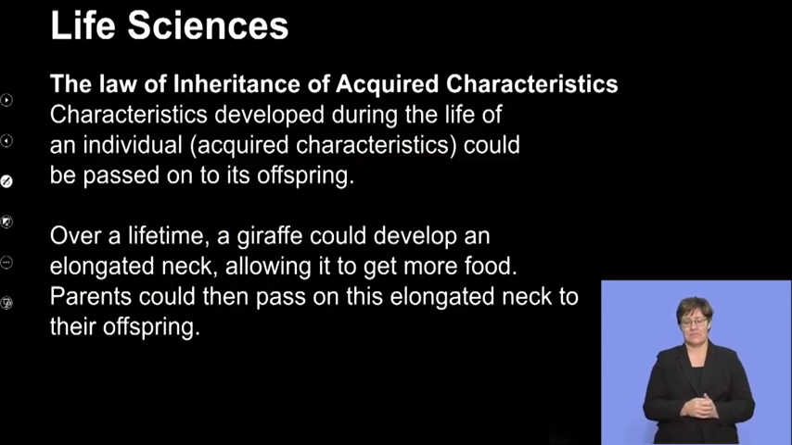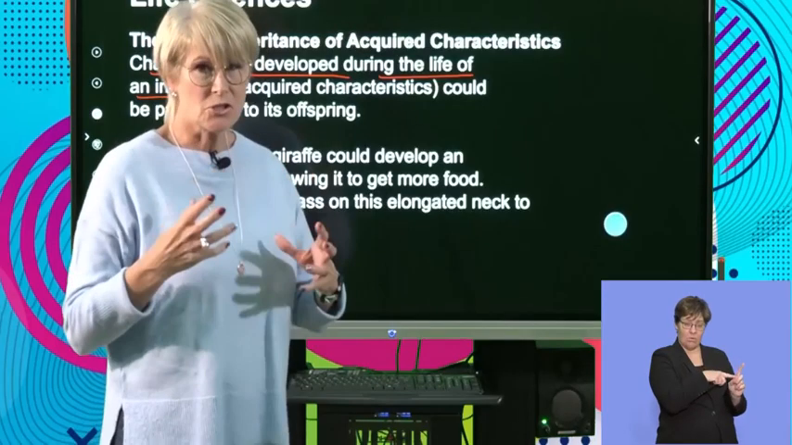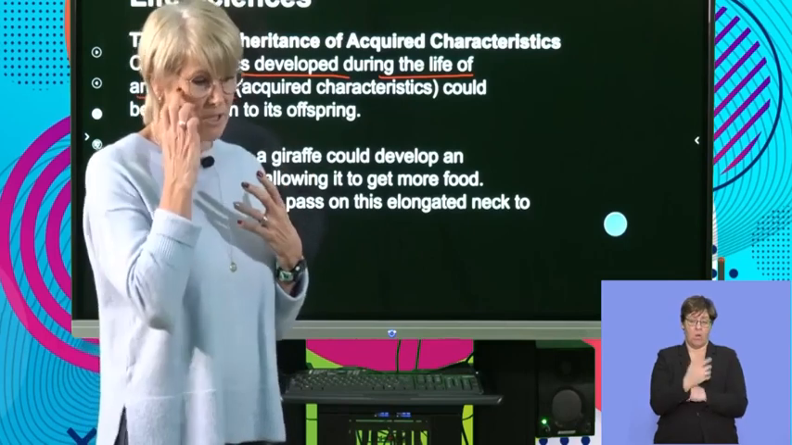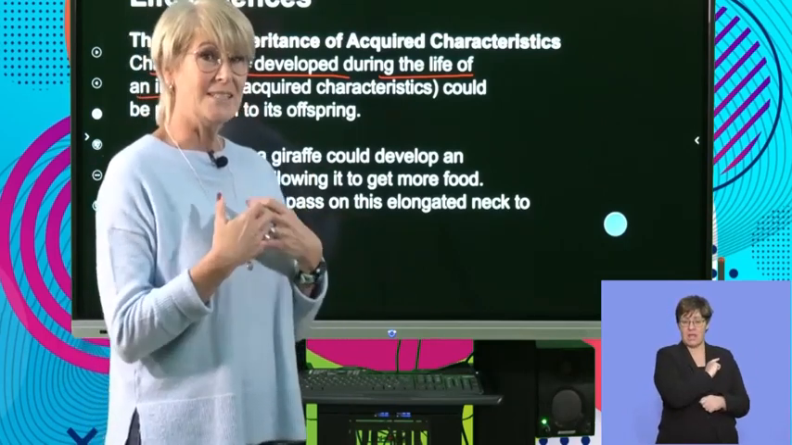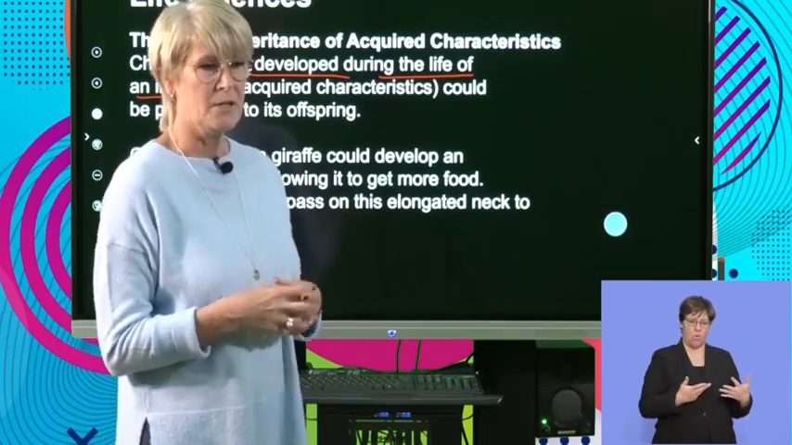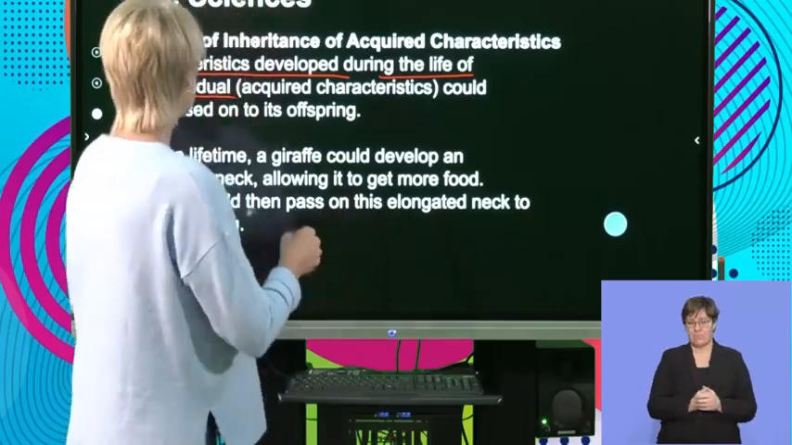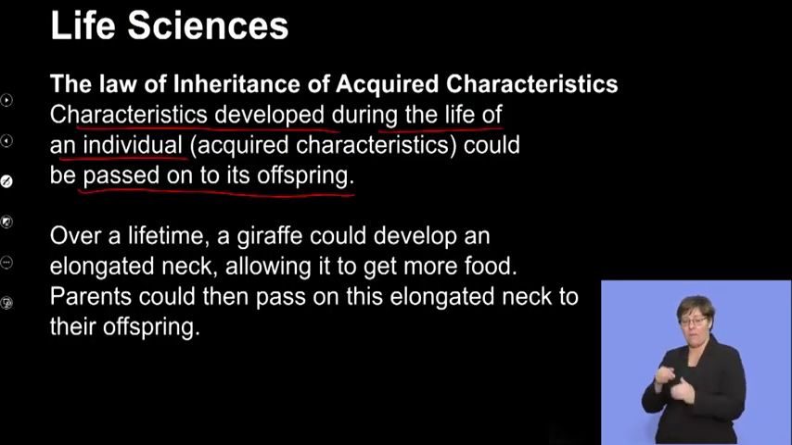All right, so if you have a look here, he says that the characteristics developed during the life of an individual. Okay, so one individual would change their body structure because they used or didn't use an organ or a part of their body frequently, and then that would be passed on to its offspring.